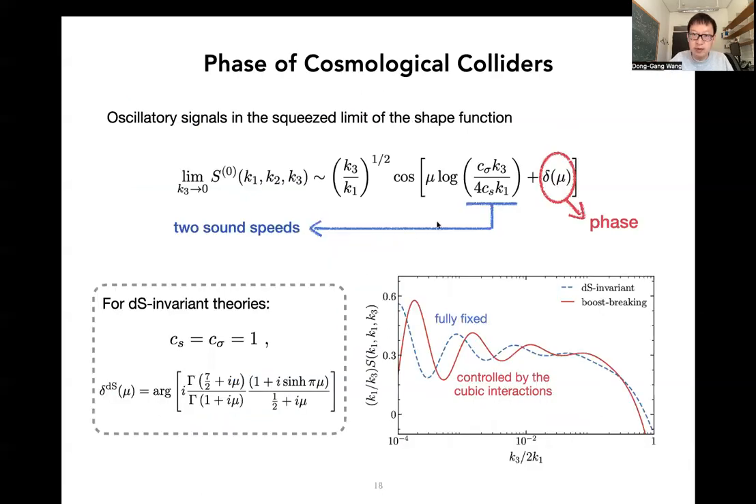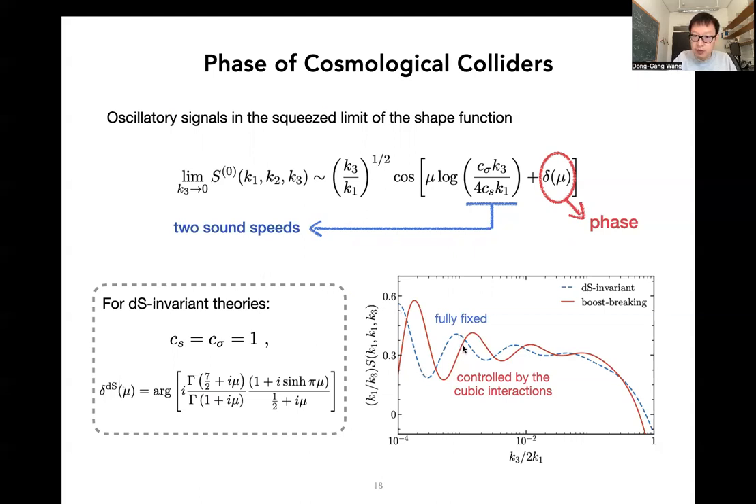Then let's look at this shape function, and we first look at the squeezed limit of the shape function. And in addition to this oscillatory behavior, in the boost breaking case, we found there are two new things. The first thing is that we have two sound speeds. c_s is the sound speed of the inflaton field, and also we have the sound speed of the massive field, c_sigma. Then we also found this phase parameter delta. So for the de Sitter invariant case, this sound speed and also this phase parameter are all fixed by the de Sitter invariant interactions.